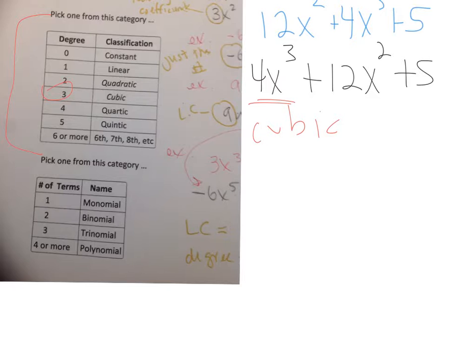Now we have to go back and say, how many terms are there? We have 1, 2, 3. 3 terms make it a trinomial. This is a cubic trinomial.